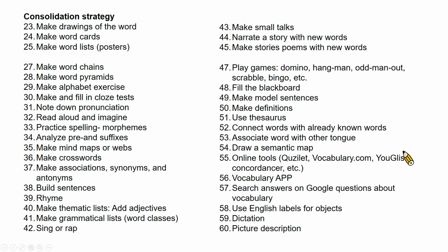47, play games such as dominoes, hangman, odd man out, scramble or bingo. 48, fill the blackboard. 49, make model sentences. 50, make definitions. 51, use a thesaurus. 52, connect words with already known words. 53, associate words with other tongues. 54, draw a semantic map. 55, online tools, for example, using quizzes, vocabulary.com or the YouGlish concordancer.